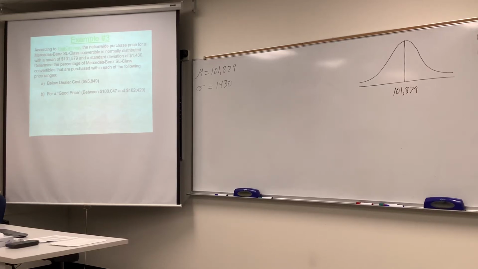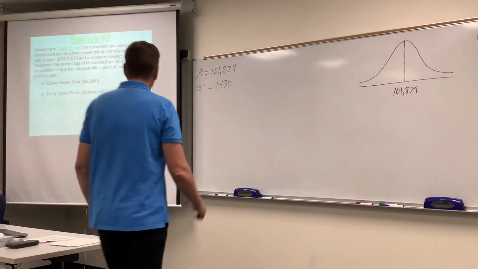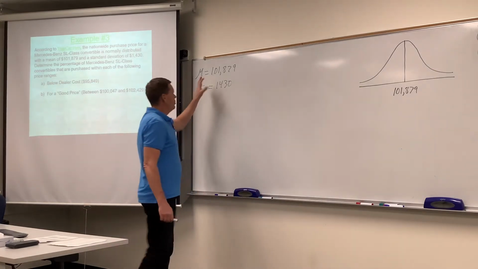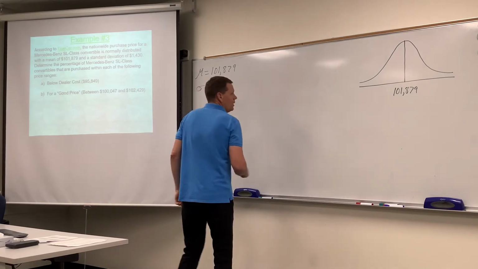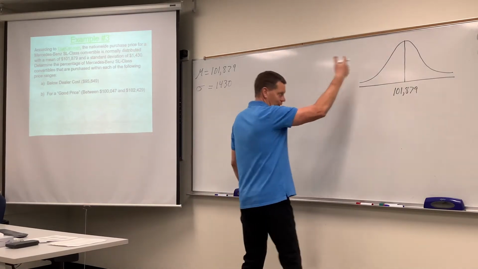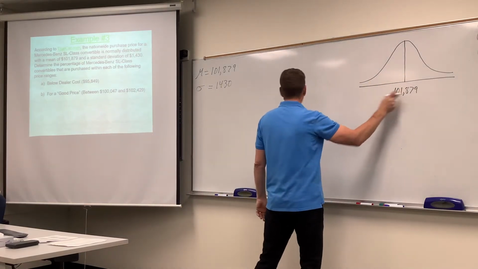All right, normal distributions, example 3, part B. We've already talked about the purchase prices of these Mercedes-Benz convertibles. So for this question, we've got the bell curve. We were told it's normally distributed. That's important. We put the mean in the middle.